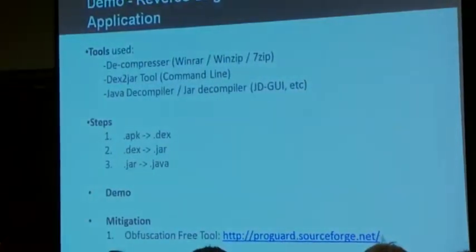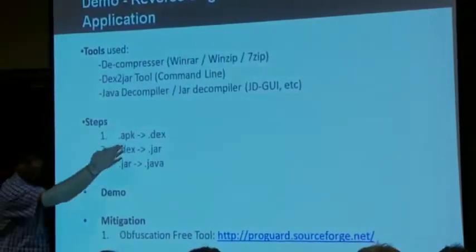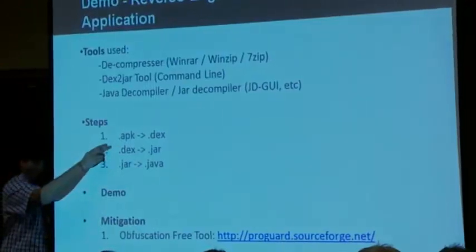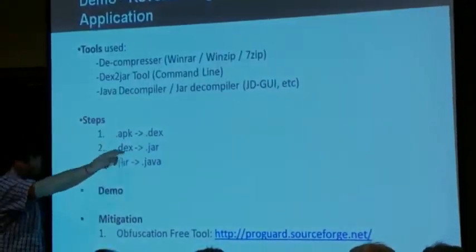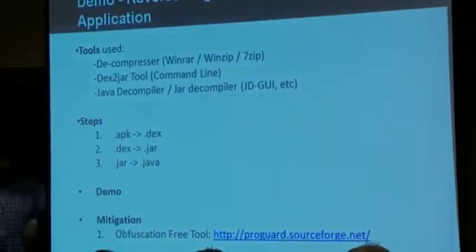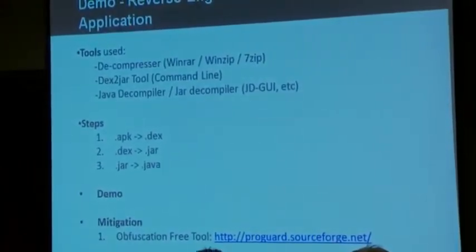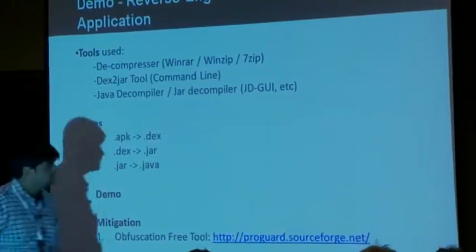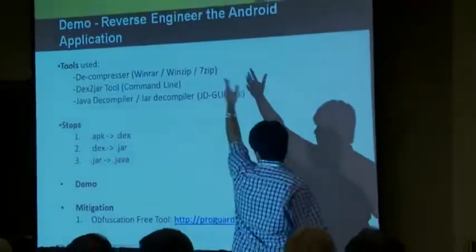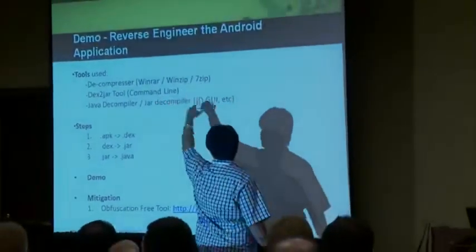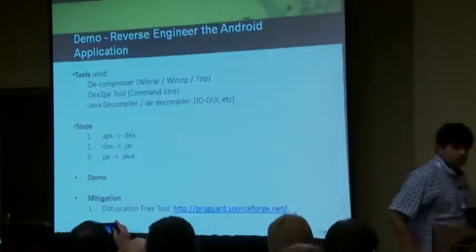So the steps: APK to Dex. APK is the executable for Android. Dex is the bytecode, to jar, and jar to Java. So you have the code and then you can find the treasure words. The tools used are 7-zip, the command line Dex to jar, which is open source, and JD-GUI. So I'll show you a demo for this.